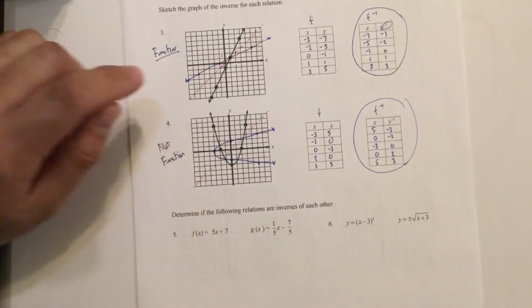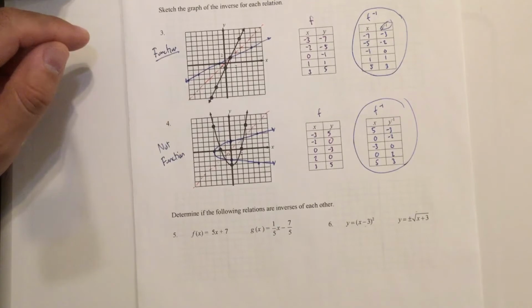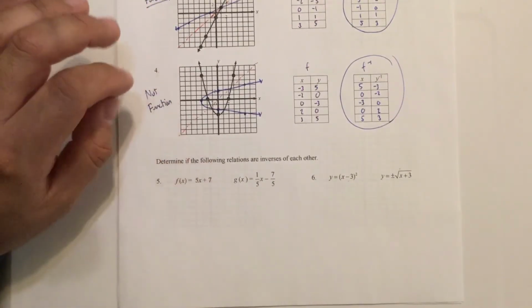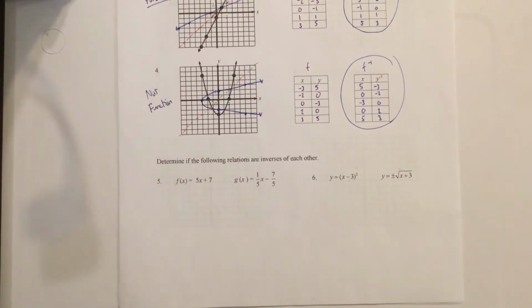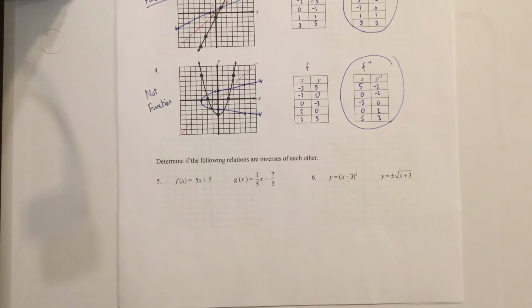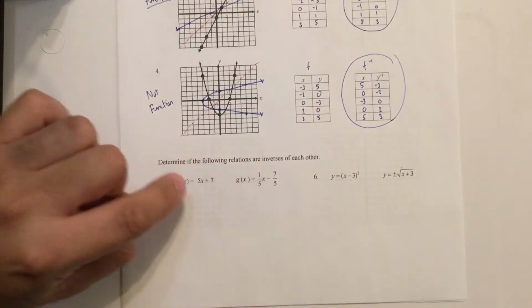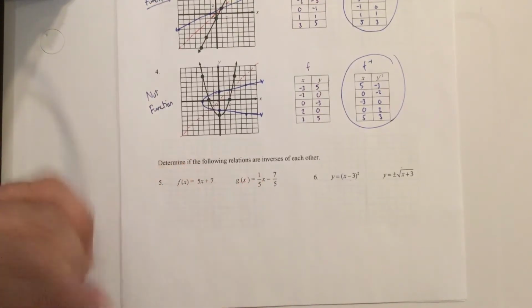All right, determine if the following relations are inverses of each other. So this one's pretty easy to do. What you're going to do is take one of them and solve it for the inverse, okay? And once you prove what the inverse is, you can verify it with the other one, see if they're the same or different. So if I find the inverse of this one and it comes out to look like this, then they're inverses. If I find the inverse of this and it doesn't match, then they're not inverses.